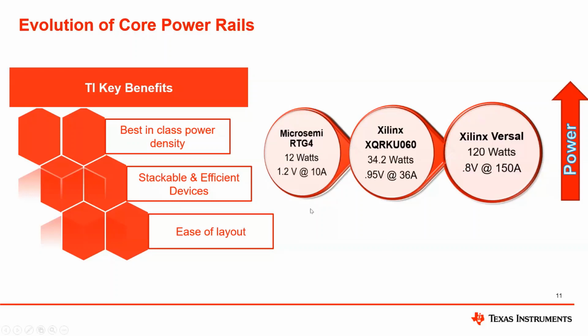You can see here the evolution of some of the FPGAs in the market. 10 amps for the RTG4, KU60s maximum 36. Even with the new Versal, we're seeing a max current of 150 amps. So again, we'll talk a little bit about how you can leverage a lot of the devices in our portfolio to scale for these higher currents.